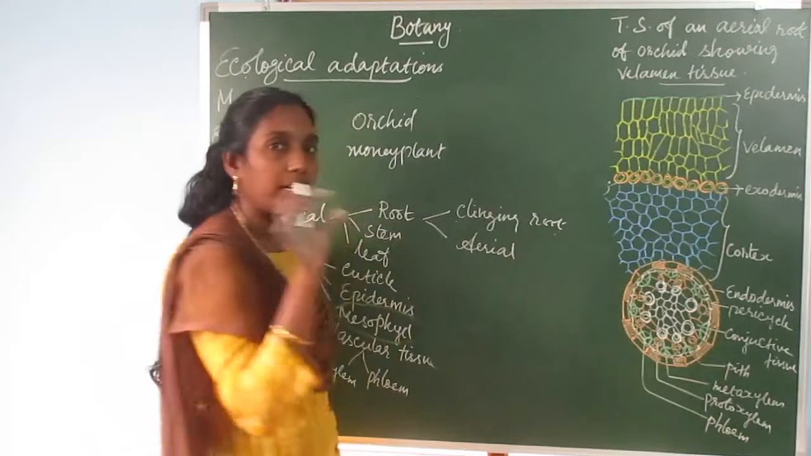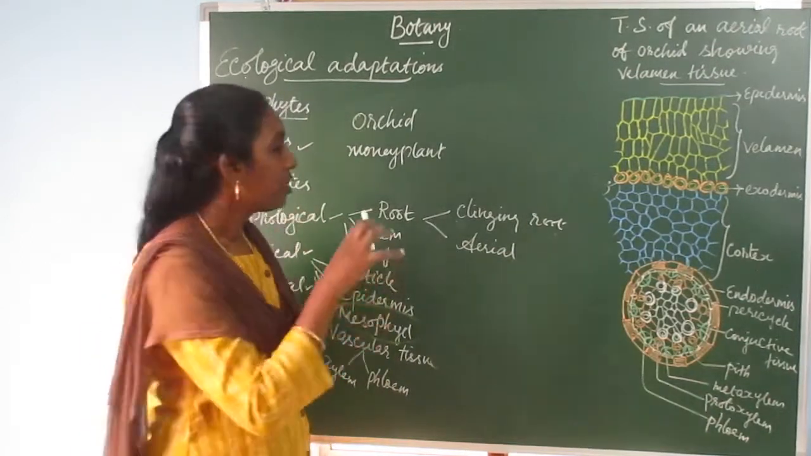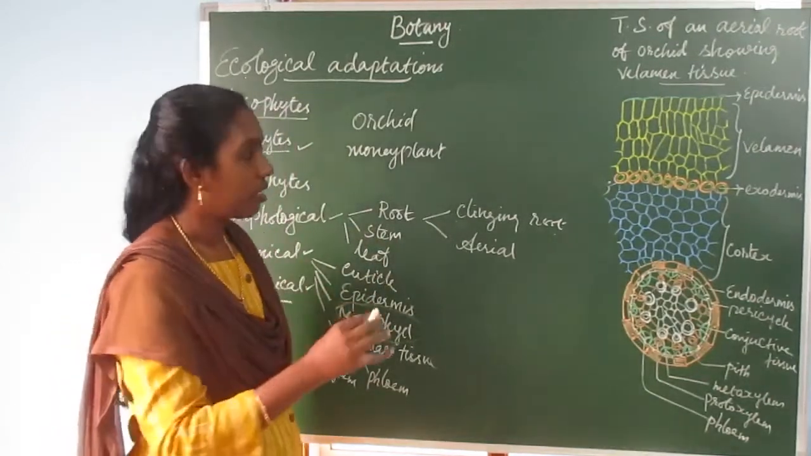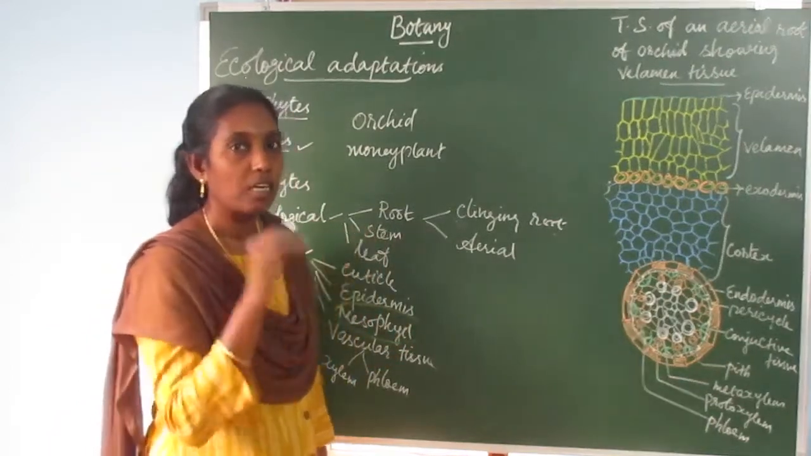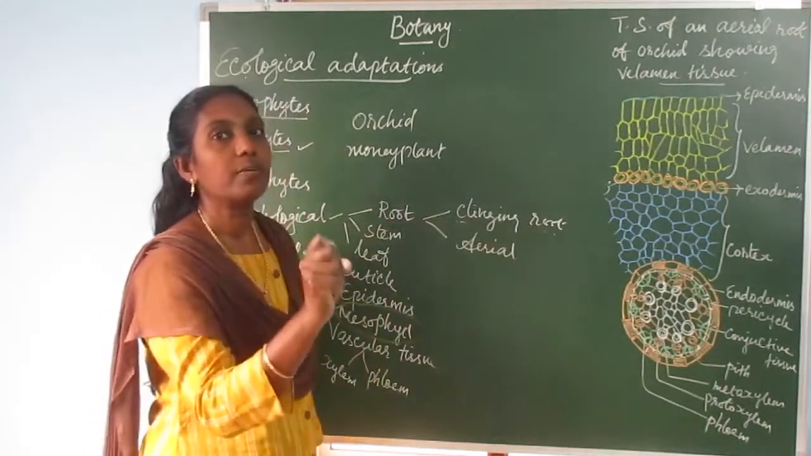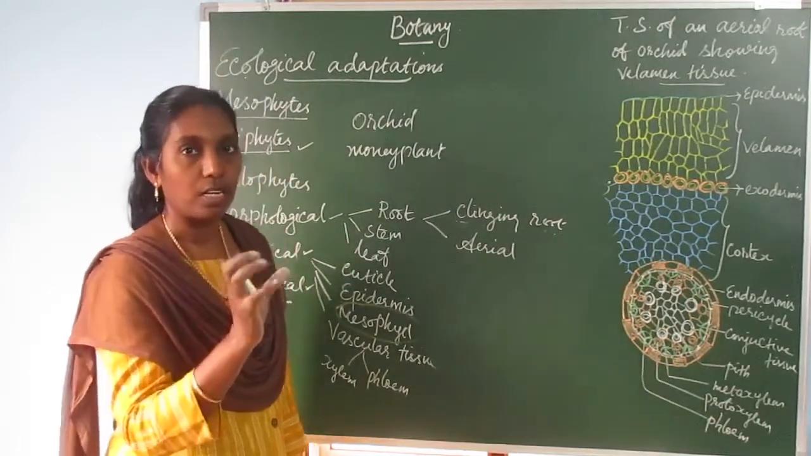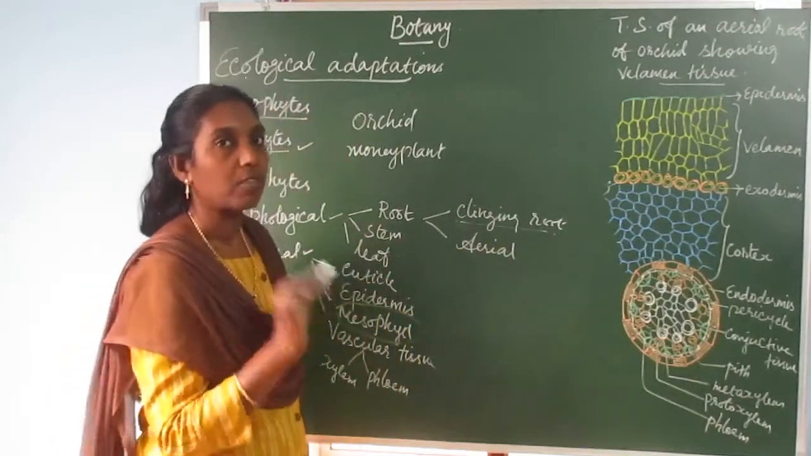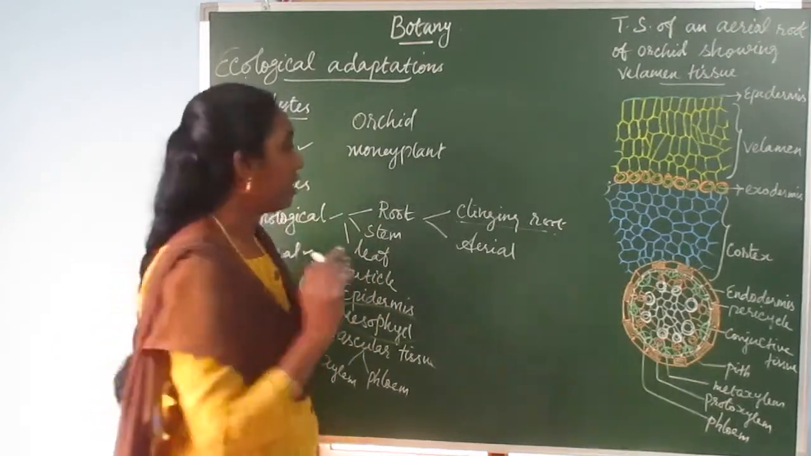Clinging root. The clinging root helps the plant to fix firmly to the supporting object, either another plant or any other object. So it does not take food or water from this supporting plant. Clinging roots are just to fix the epiphyte strongly or firmly, so it needs this clinging root. So the function of the clinging root is to fix the epiphyte to the supporting plant.